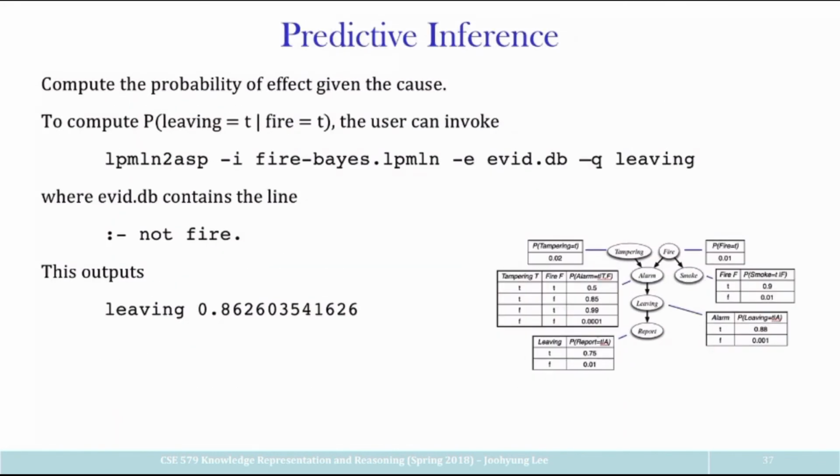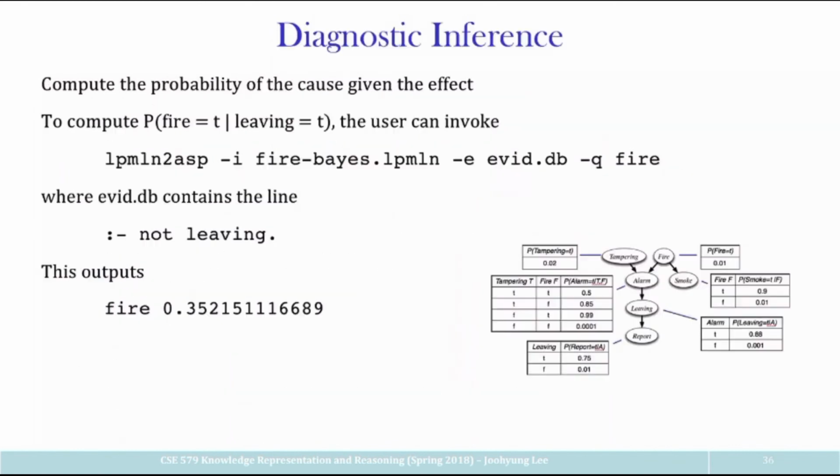Let me skip this one and let's do something here. One thing that we want to do is diagnostic inference. So what is diagnostic inference in a Bayesian network? We are given the effect and we want to find the cause, the probability of the cause. For this example, suppose you see that people are leaving. Then can you infer the probability of fire being true?